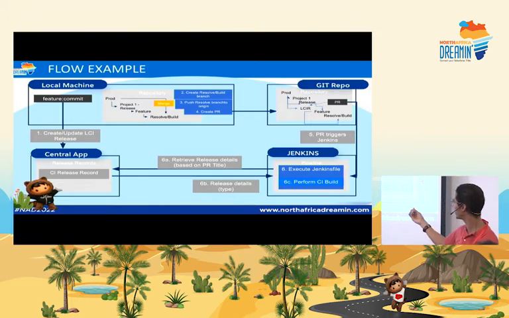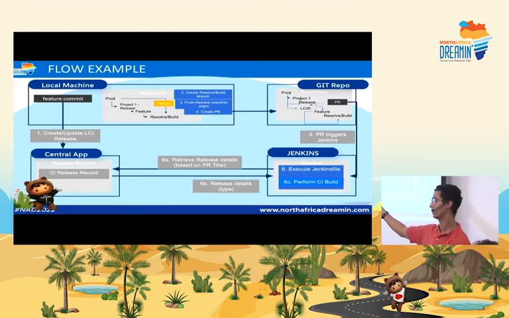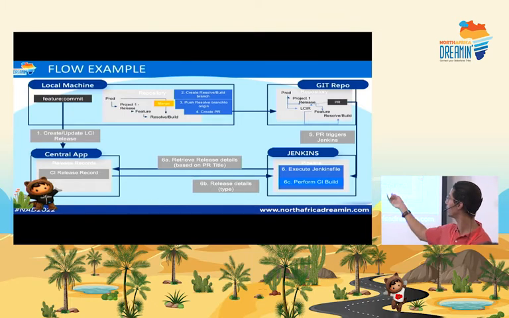And once the feedback is returned, it will update the centralized app as an artifact. This is the link of my pipeline. This is the link of the PR. The status of the release, was it a successful validation or not? And also a couple of other pieces of information for reporting.